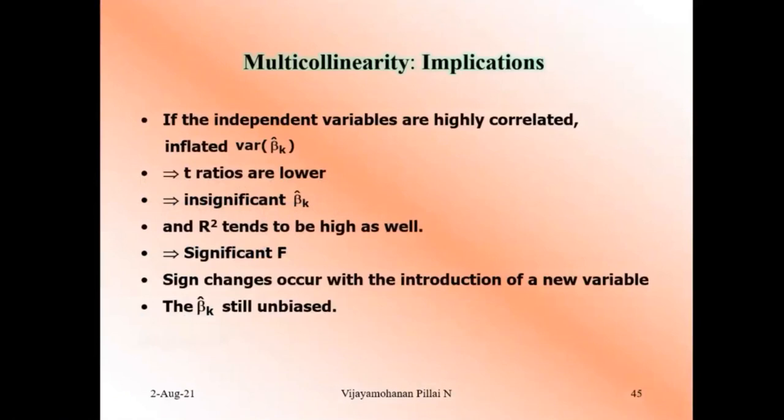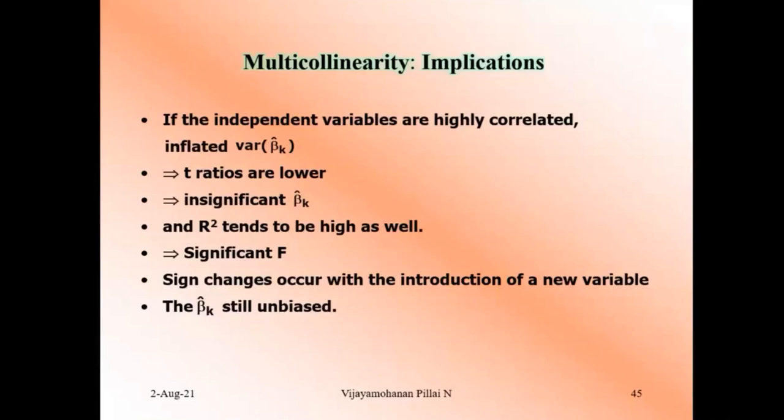Now, if the variance is not the minimum, then what are the implications? That is, if there is high correlation among the independent variables, we will have an inflated variance of the parameter estimate, beta k hat. In this case, the t ratios will be lower because we have a higher variance or higher standard error. Therefore, the t ratio will be lower. And that means the beta k hat will become insignificant. At the same time, we find R squared tending to be very high. And we will have a significant F statistic also.